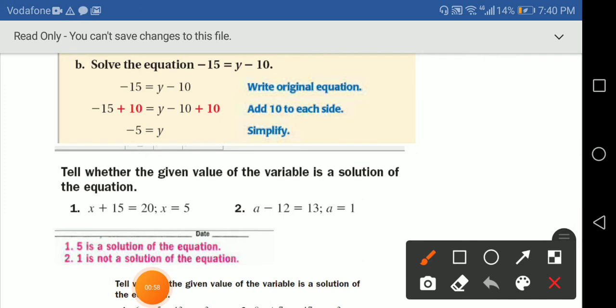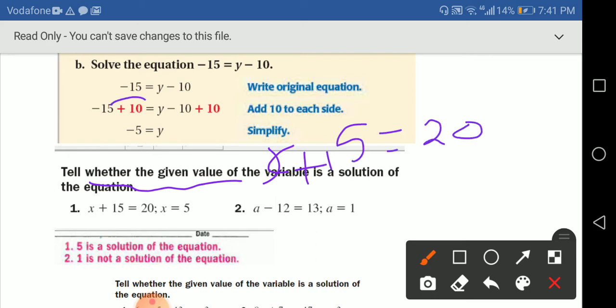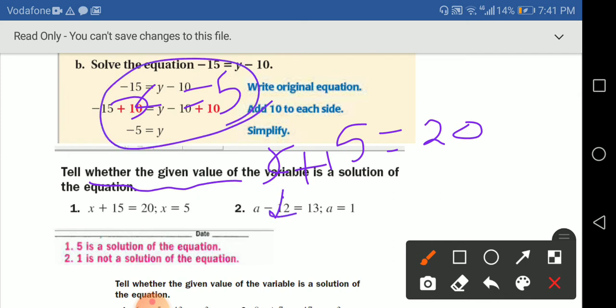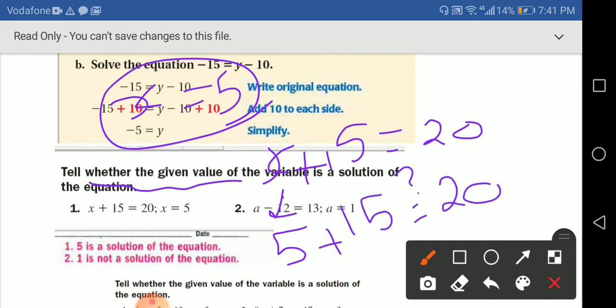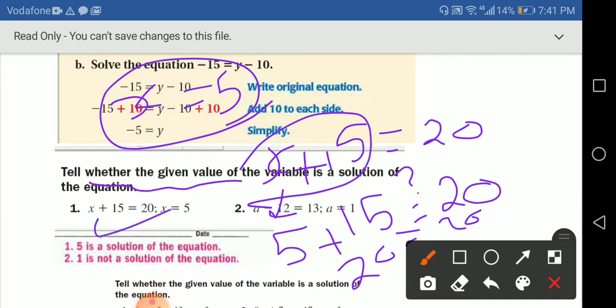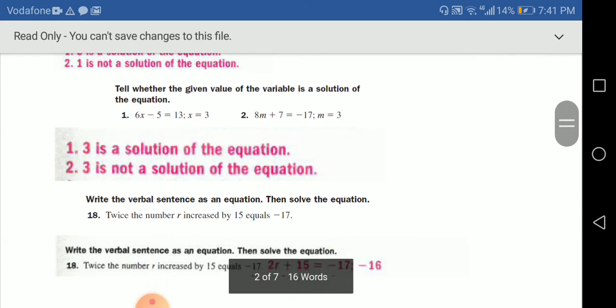Tell whether the given value of the variable is a solution for the equation or not. I have x plus 15 equals 20, and it gives me the value of x, which is 5. Instead of x, I will substitute 5. 5 plus 15, and I ask myself, is it equal to 20 or not? Yes. So this is the right value, x equals 5. This is the value of the variable.